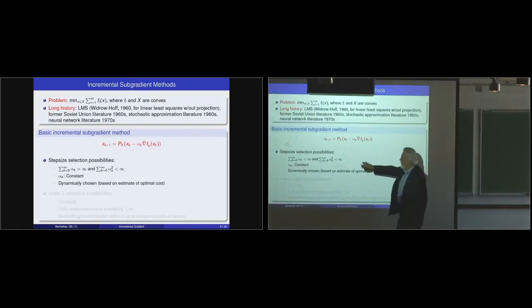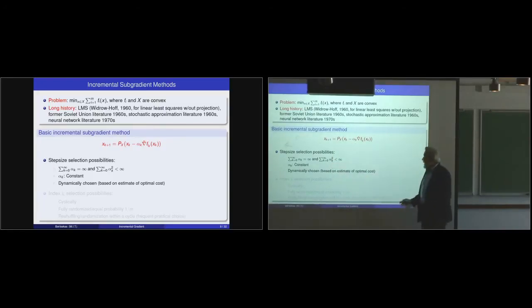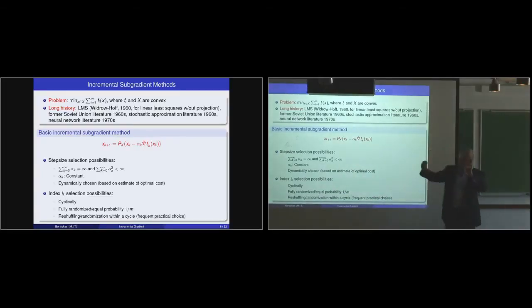And this is a standard rule. Another possibility is to use a constant step size, and we're going to see that convergence under a constant step size is very problematic. And then there are other methods dynamically chosen and so on. There's a large variety of different ways. And also, let me mention the selection of the index. It's possible to choose the indices cyclically. You start with component 1, go to 2, go to m, and then go back to 1, and cyclically repeat.